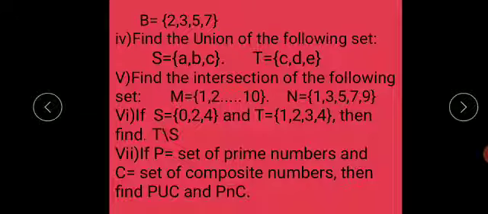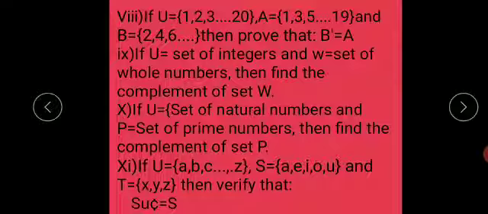Seventh part is if P is a set of prime numbers and C is a set of composite numbers, then you have to find P union C and P intersection C. Eighth part is if U is equal to 1, 2, 3 up to 20, A is a set of 1, 3, 5 up to 19 and B is a set of 2, 4, 6 and so on, then prove that B complement is equal to A.